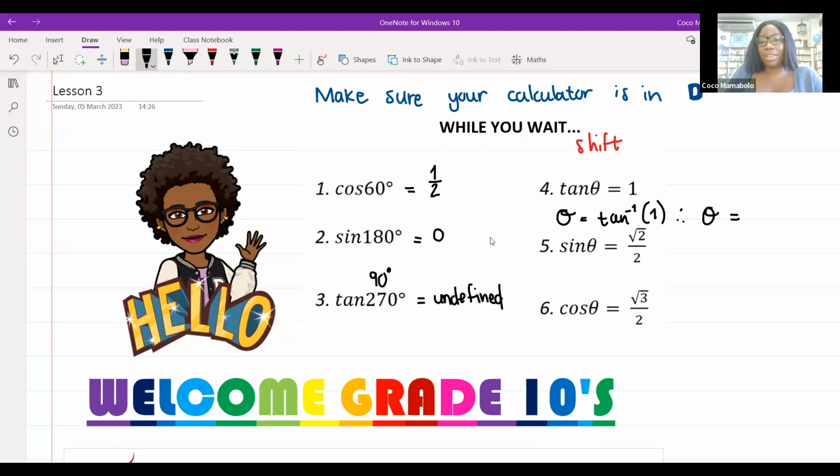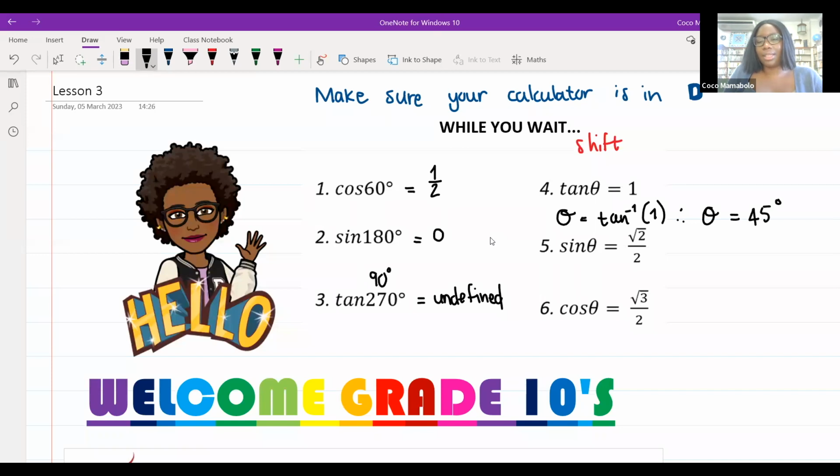Okay, now I want everybody to give me an answer for these over here. Remember, just click shift tan, put in 1. Your calculator will give you this funky 10 to the minus 1. And then it will open the bracket, you put a 1 in, close brackets, and it'll give me, that's it, Shaden, my theta is going to equal 45 degrees.